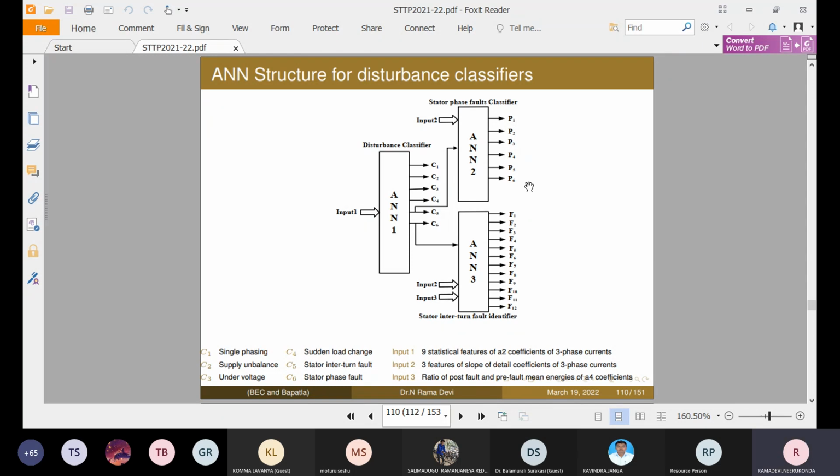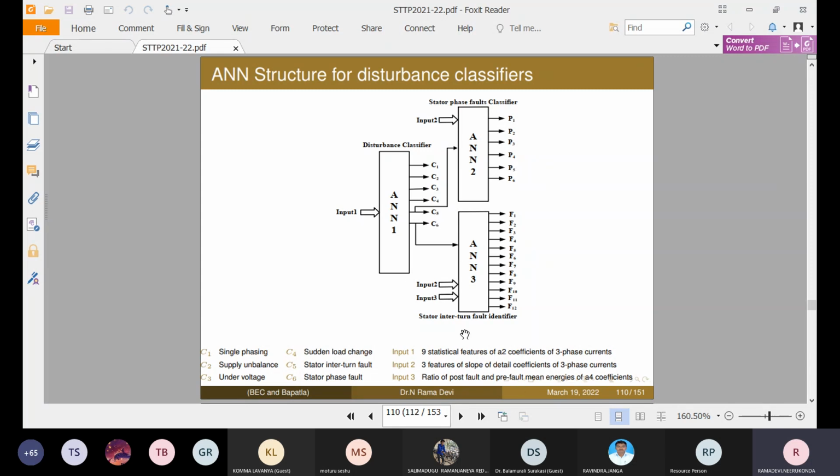So these 6 levels indicate the severity of the faults. These 12 indicate the severity of the stator interturn faults. These 6 levels indicate the stator phase faults. So line to ground: A to G, B to G, C to G. Next, line to line fault: R to Y, Y to B, B to R.